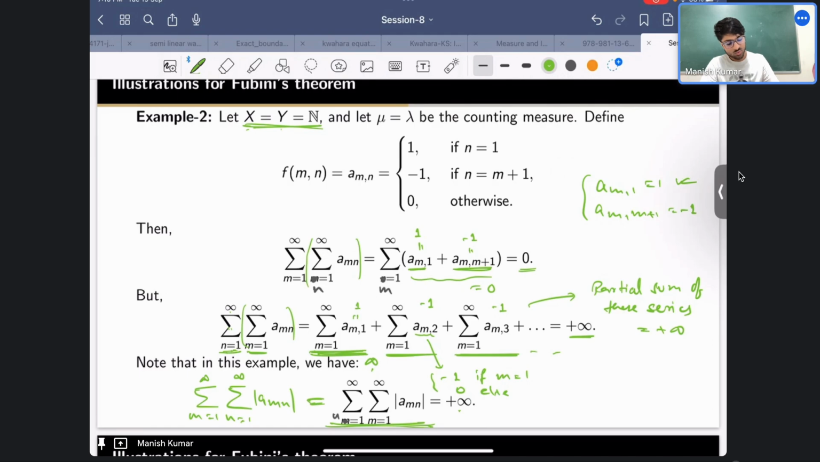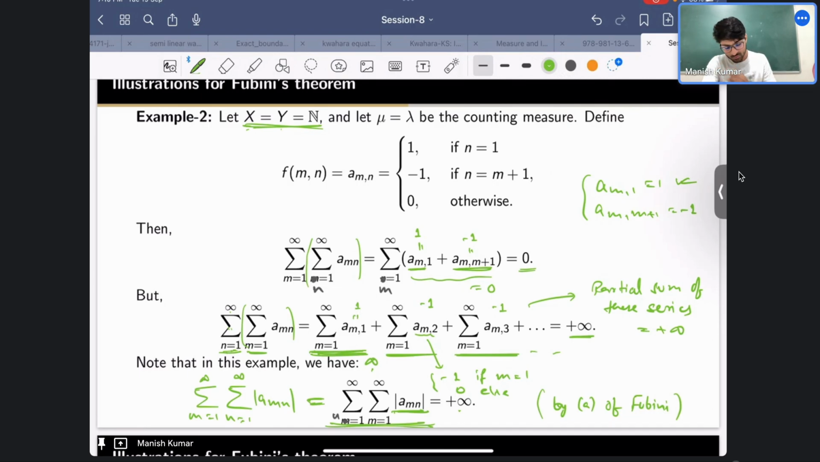So if you recall this, this is by Fubini theorem. Why? Because these are non-negative. So for a non-negative function you can always interchange the integrals, and in this case you can interchange the summation.